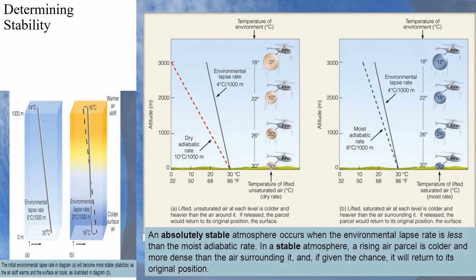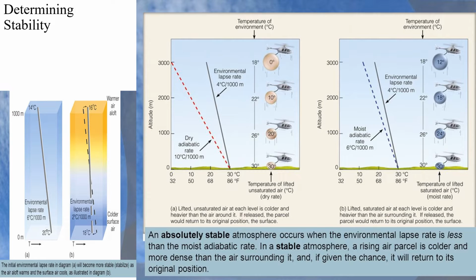Now if we look at this figure, a parcel of unsaturated air with a temperature of 30 degrees is lifted from the surface. As it rises, it cools at the dry adiabatic rate. The dry adiabatic rate is 10 degrees centigrade per 1000 meters, and the temperature inside the parcel at 1000 meters would be 20 degrees centigrade, or 6 degrees lower than the surrounding air.